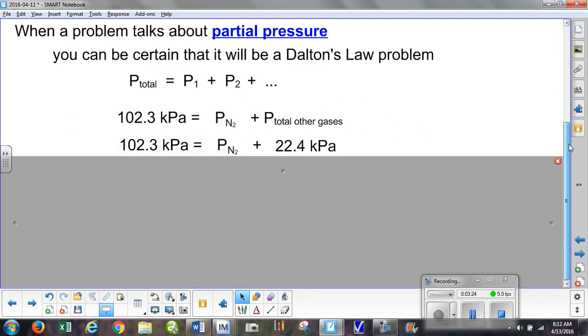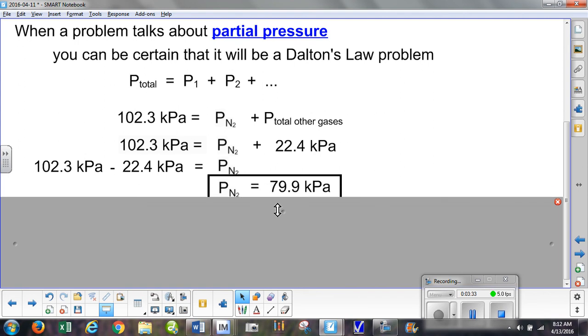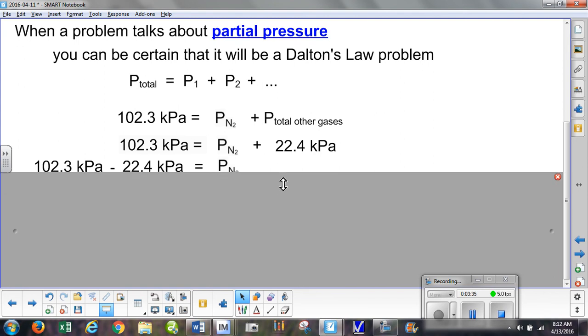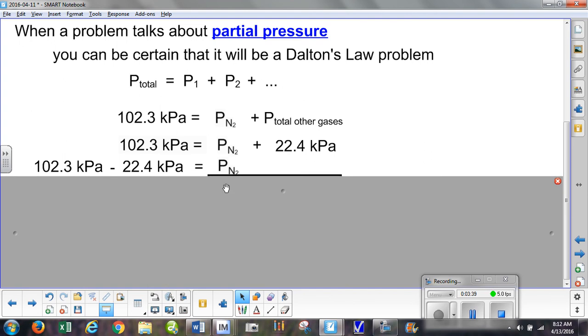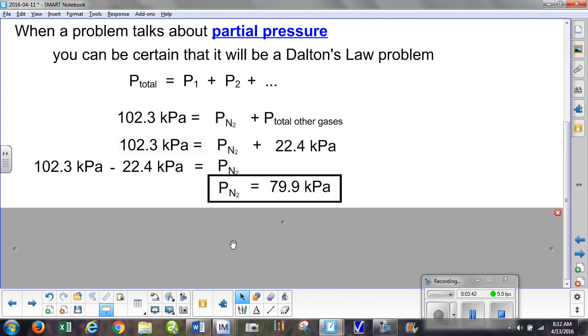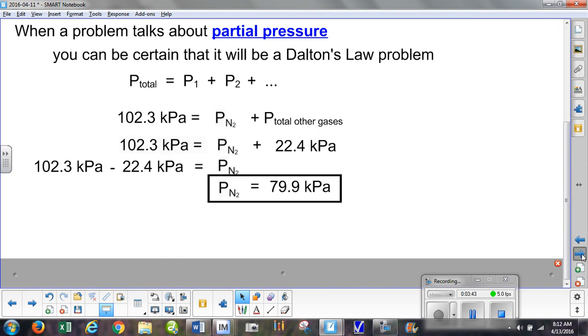As I plug this all in, you can see I've got my kPa over here. All I did was put in the P total, and the N2 is my unknown. When I subtract the 22.4 from both sides, that is how I'm going to get my final answer. And that's all there is to this problem.